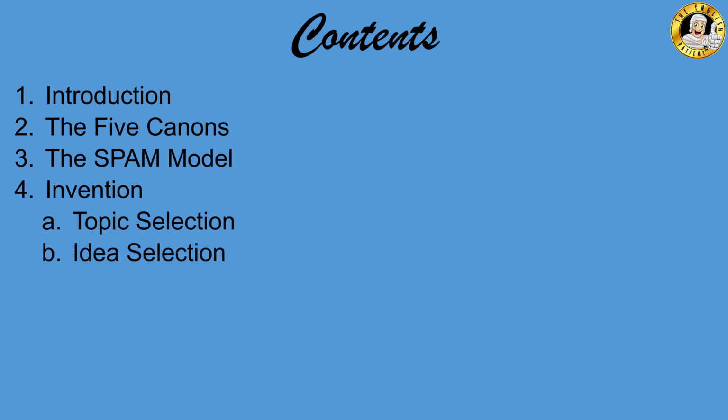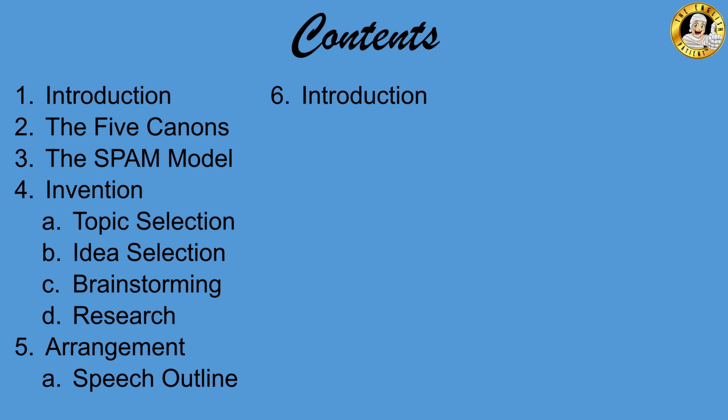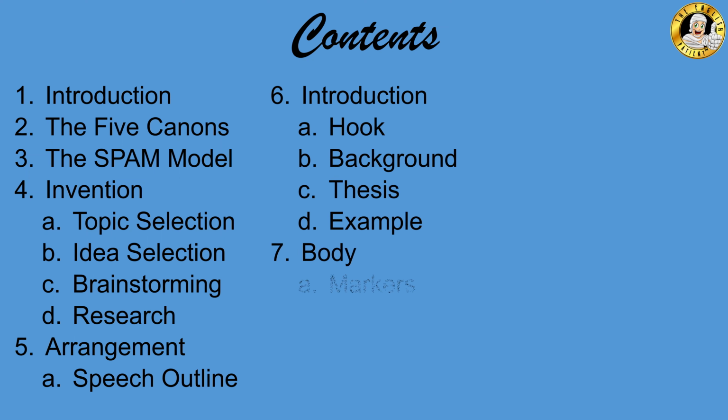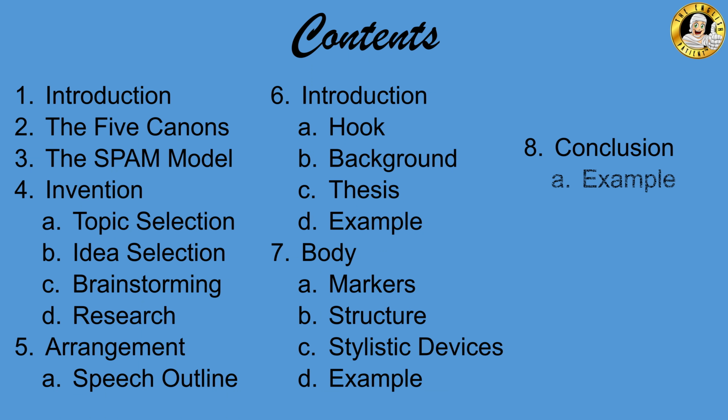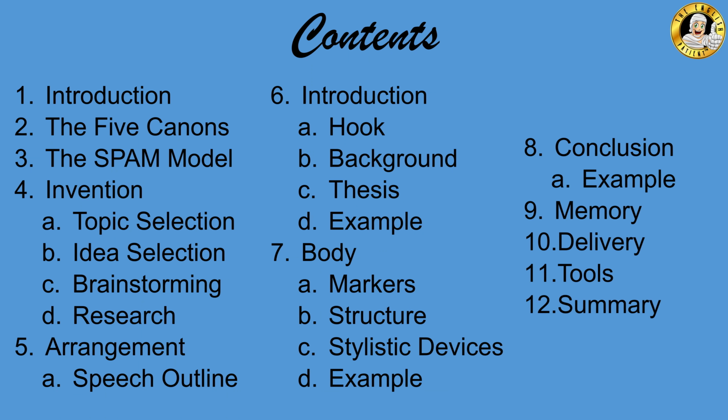We'll begin with an introduction, and then we'll look at the 5 canons of rhetoric, followed by the SPAM model. And then we'll be looking at the canons in order, starting with Invention, where we'll be looking at topic selection, the selection of your idea, brainstorming, and research. This will be followed by arrangement, where we'll be taking a look at an outline of a speech. And then we'll be looking in more detail at the parts of a speech itself.